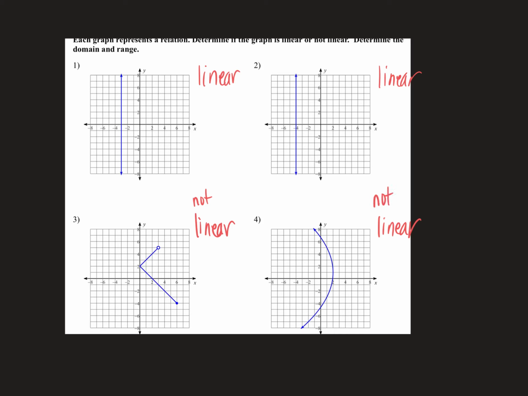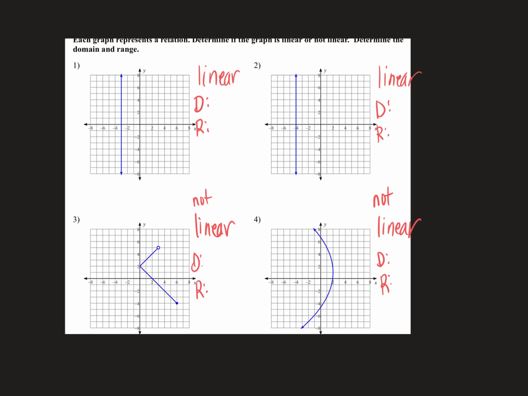Okay, and now we'll do the domain and the range for all of these. It doesn't ask us to tell whether or not they're functions, but if you look at all 4 of these, I hope you can tell that all 4 of them are not functions because every one of them would fail the vertical line test. Now let's look at domain.